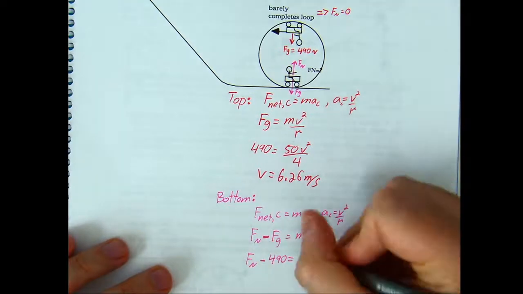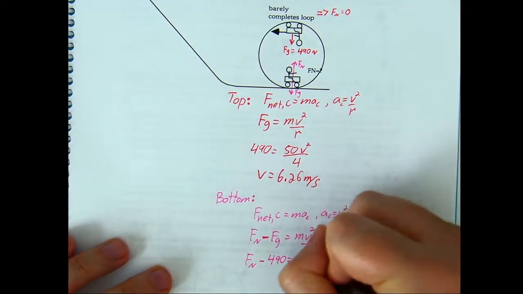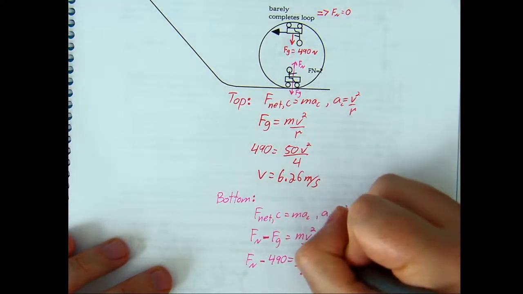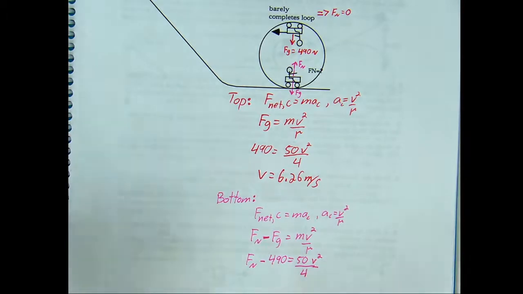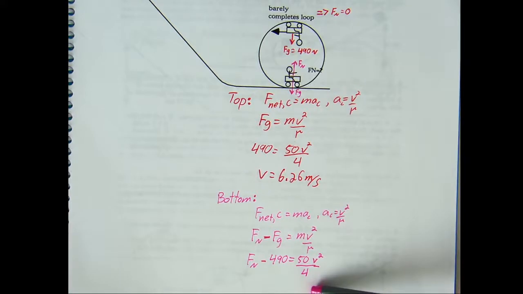The mass is 50. The radius is 4. It's a circle. We already know it from the question. We just need to know how fast he's going at the bottom. So we know how fast he was going at the top. We don't know how fast he was going at the bottom. So what can we do here?